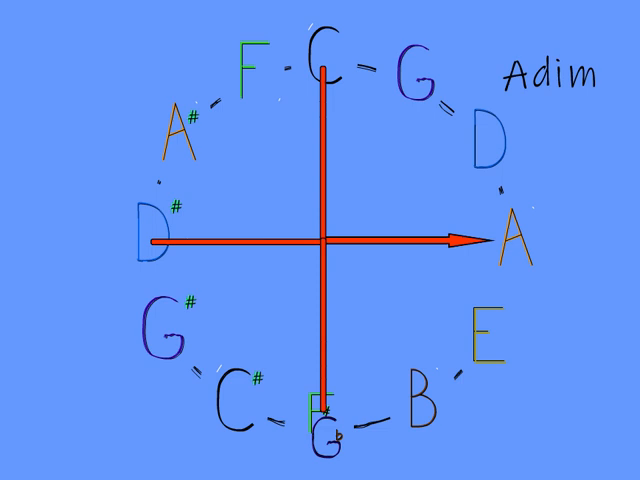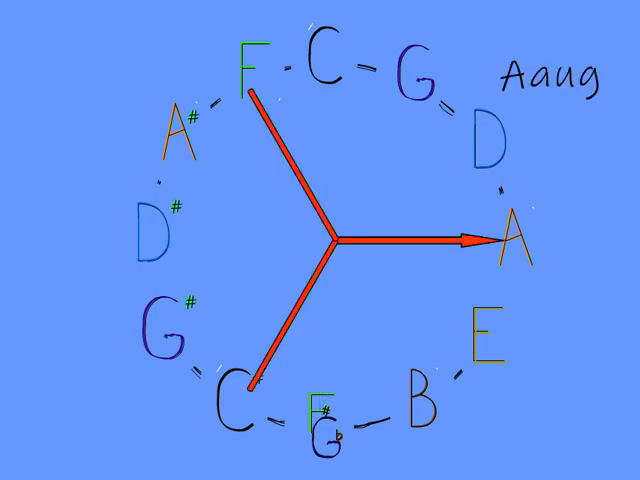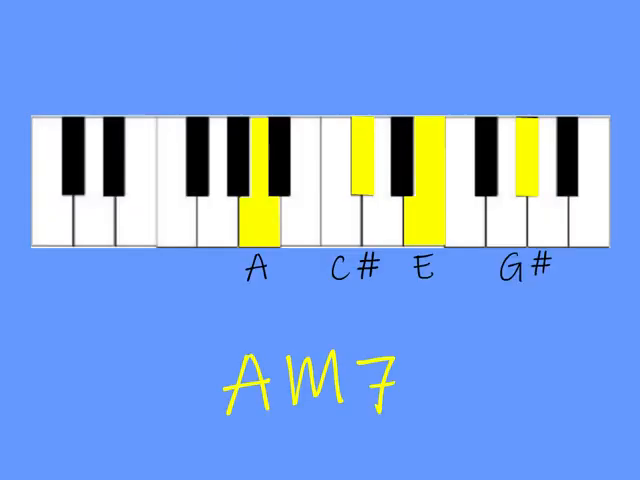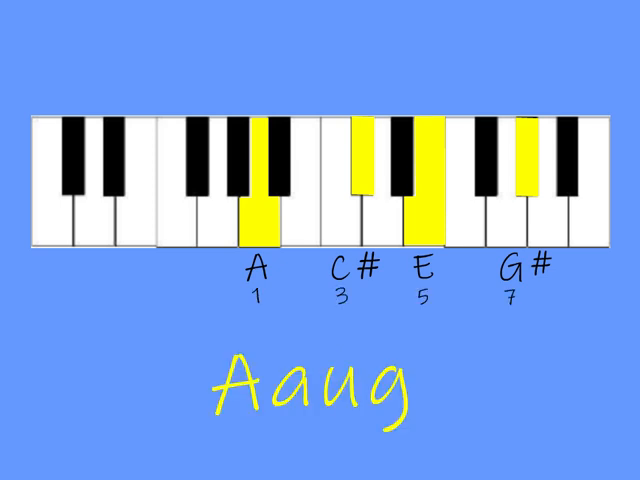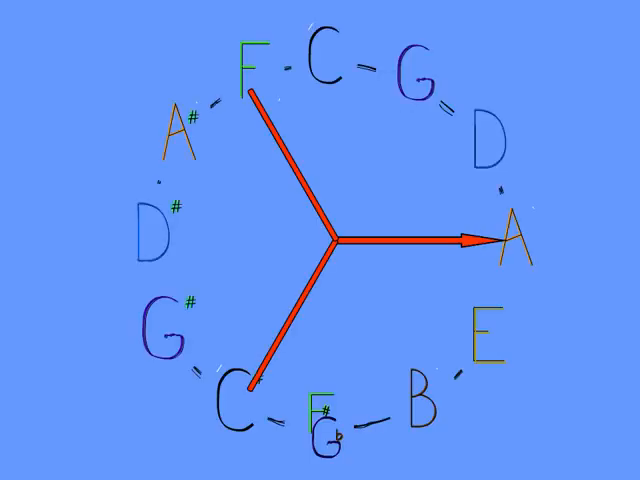With the augmented chord, say A augmented, the distance between the notes expands. Again, A major 7 is A, C sharp, E, G sharp, all notes that naturally occur in the A scale. For A augmented, the 1 and 3 notes stay the same, but the 5 note moves up a half step. This is the shape of an augmented chord.